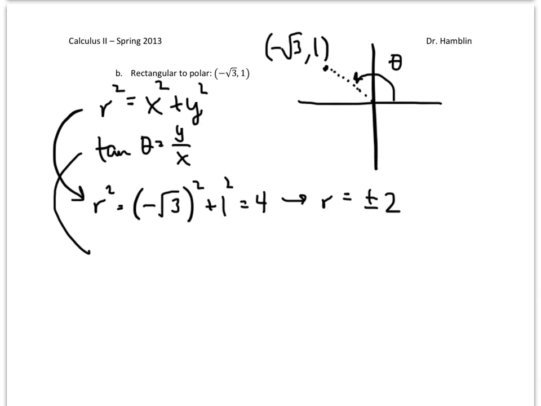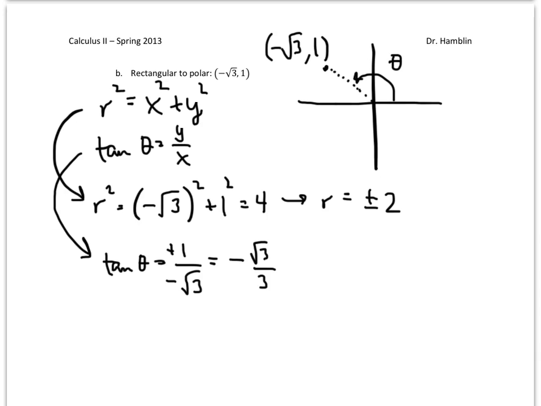Now we're going to use our tangent and say, okay, that the tangent of theta is going to be positive 1, the y value, divided by minus the square root of 3. In other words, minus radical 3 over 3. And again, if we're thinking about what that theta is, we might just want to plug negative radical 3 over 3 into our inverse tan function.